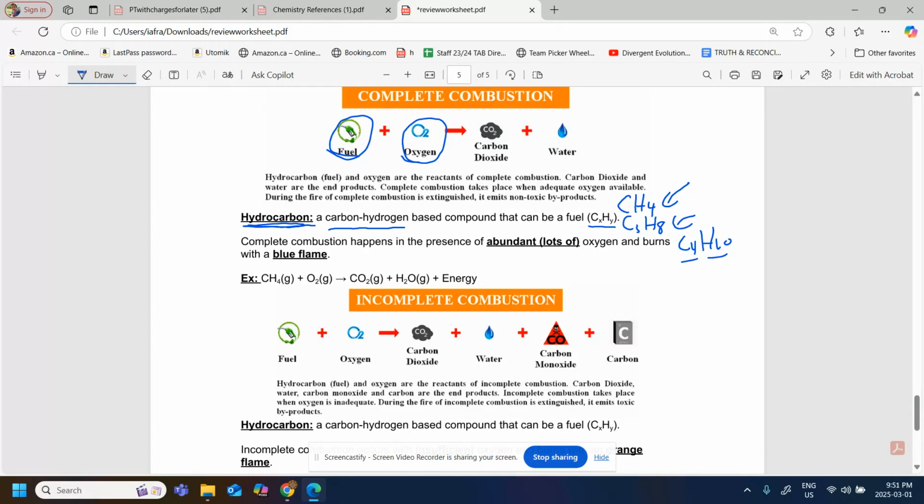So for any combustion reaction, it always starts the same way. You have your hydrocarbon plus oxygen gas. And there's two types you're going to see. You're going to see complete combustion. For complete combustion, it doesn't matter how you write it here. It could be CH4, it could be C3H8 plus O2. The products are going to be CO2 plus water plus energy. And they're always going to be gases here. And then you have energy made.